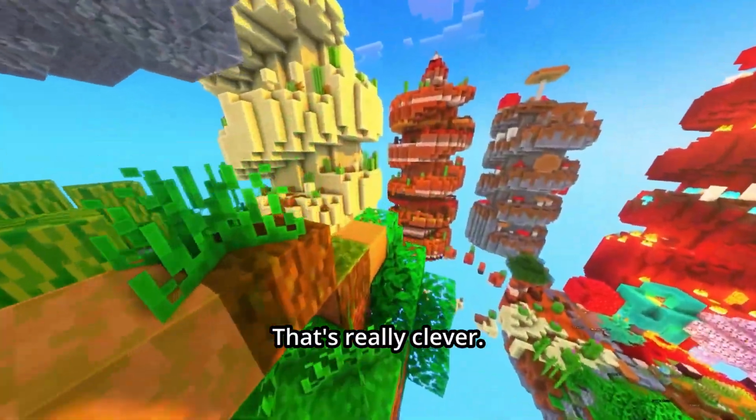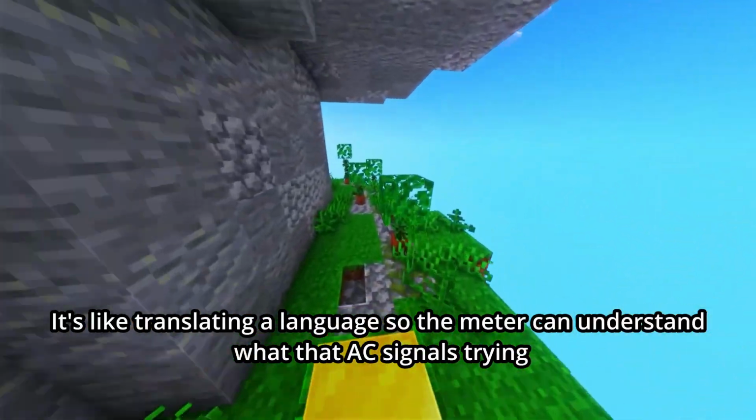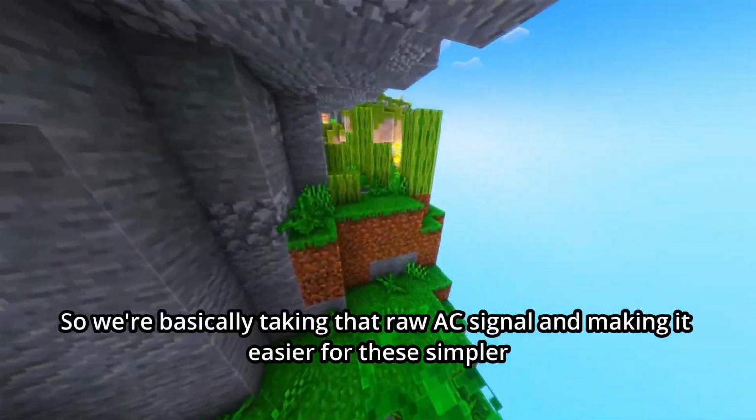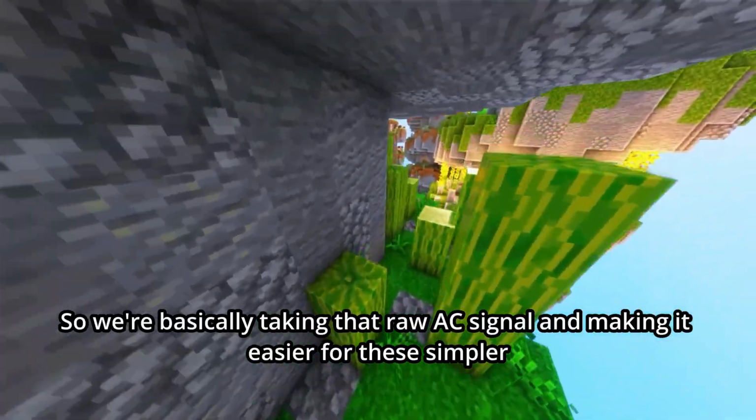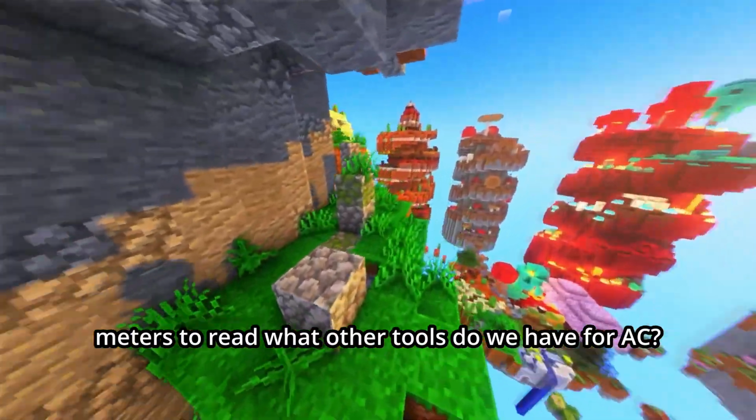Pretty cool, right? That's really clever. It's like translating a language so the meter can understand what that AC signal is trying to say. Exactly. So we're basically taking that raw AC signal and making it easier for these simpler meters to read. What other tools do we have for AC?